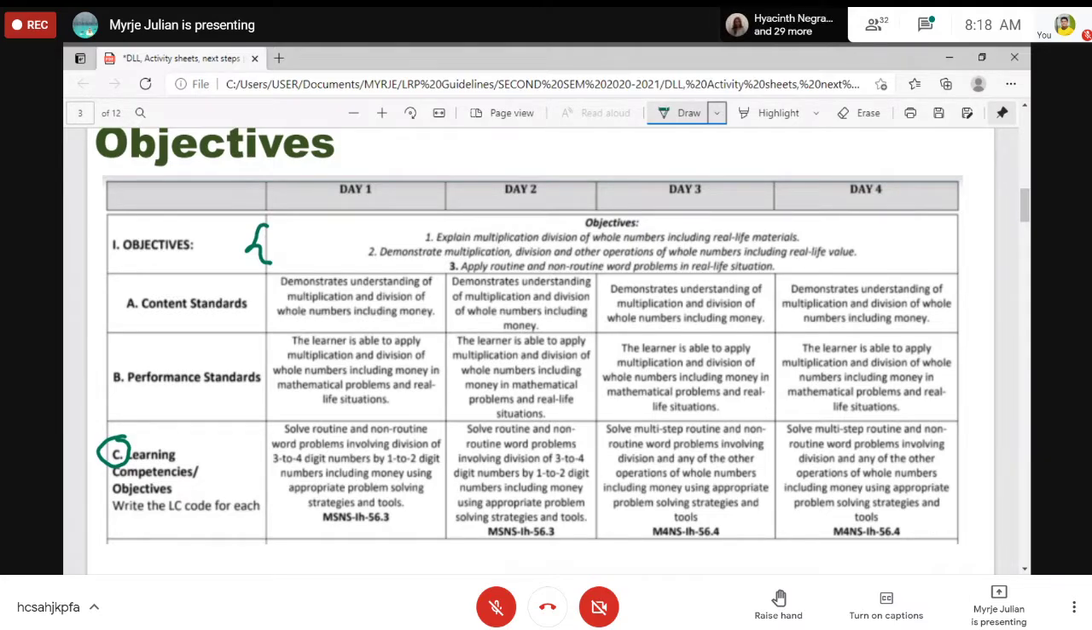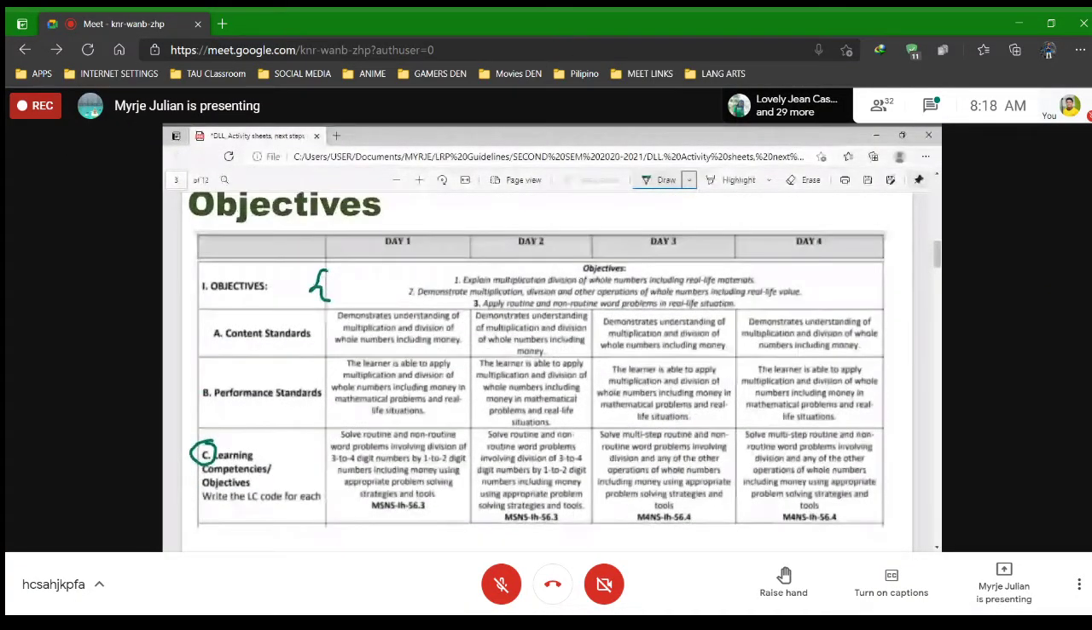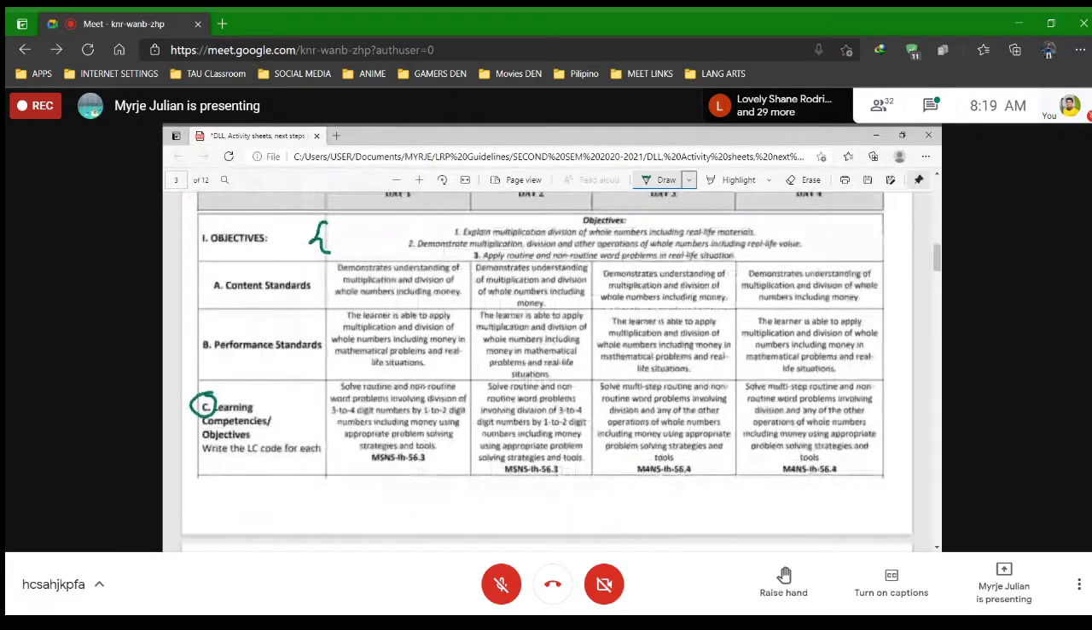So again, there are two ways so that ma-align lang si objectives doon sa learning procedure or para ma-align lang si learning procedure doon sa objectives. Dapat i-revise na yung isa sa kanila so that magkaroon ng alignment yung dalawa. Okay? So ayan, yun lang naman. One skill per number naman, kaya sige, okay.